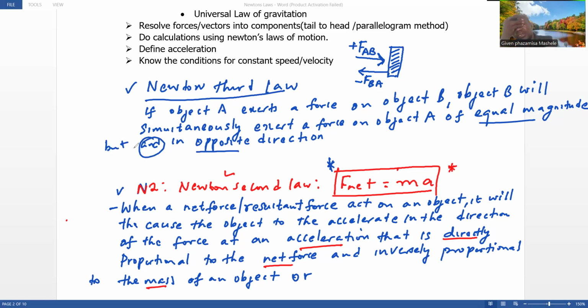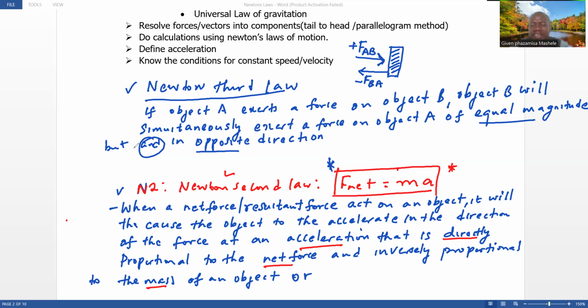Or end in opposite direction. There's no problem with that. So it's very important for you to understand Newton's first law of motion, which is called the law of inertia, Newton's second law of motion, where we use F net equals ma, and Newton's third law of motion, which is the action-reaction force. Action-reaction law. So it's very important for a learner to be able to define this.